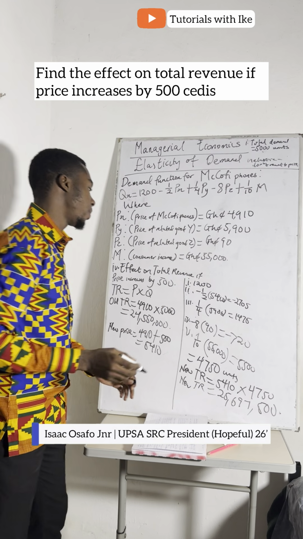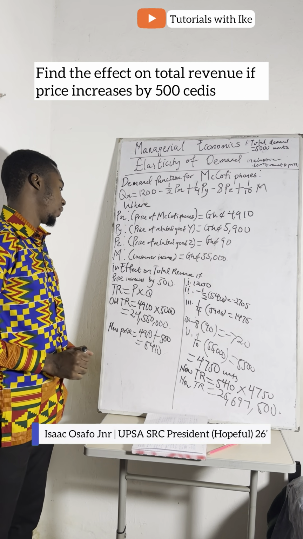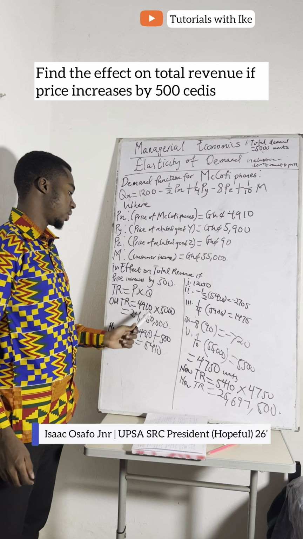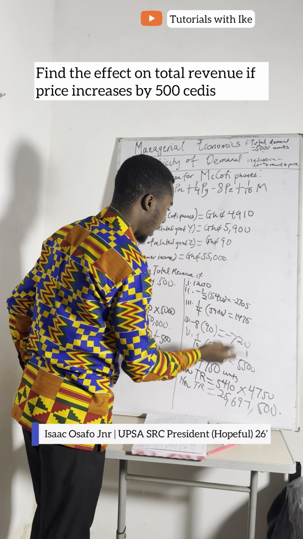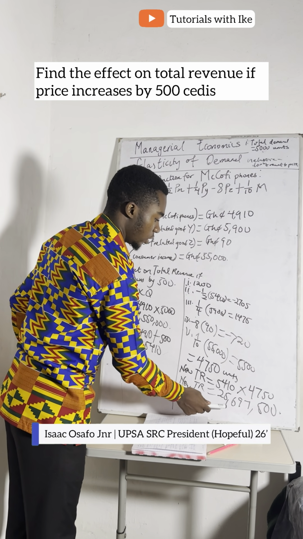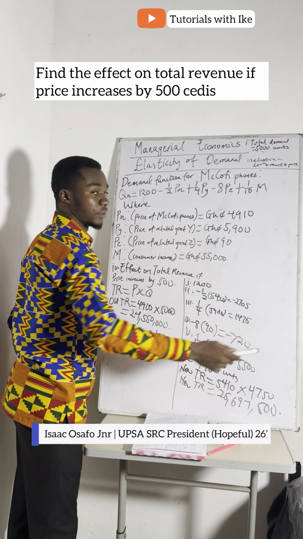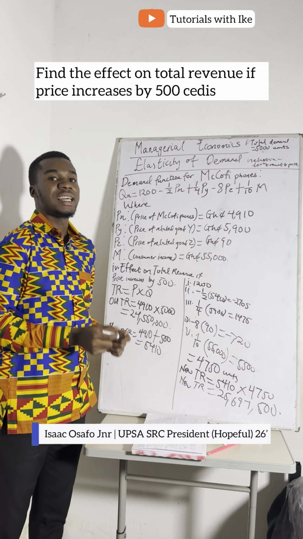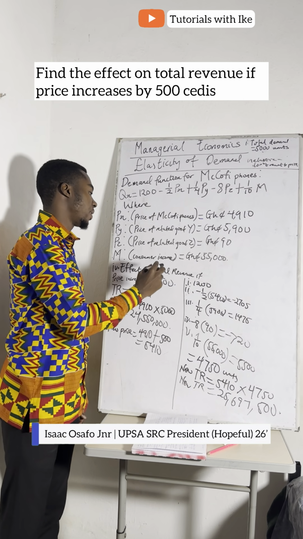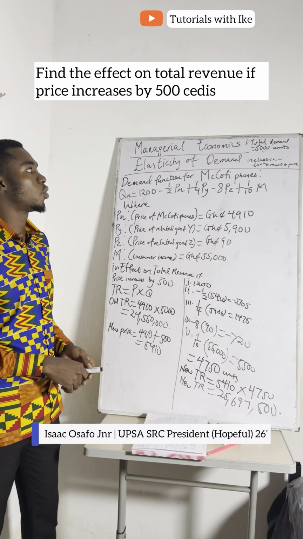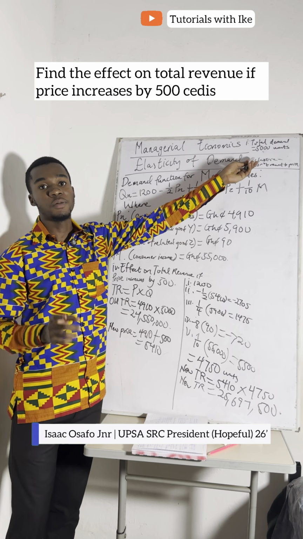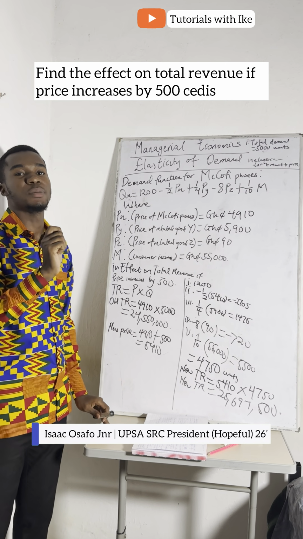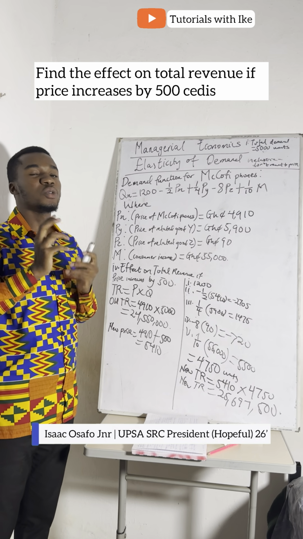So now let's compare the new total revenue and the old total revenue. So the old total revenue was 24,550,000. The new total revenue after the price increased by 500 was 25,697,500. So what do you observe? You observe that the total revenue has increased, meaning they are getting more money after they increase the price by 500. And why is that so? That is so because the demand was inelastic. When you found for the price elasticity of demand, and I told you that when it's inelastic, it means that when you increase the price, people don't really react, so they are still going to be buying.